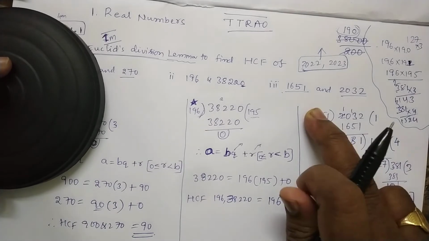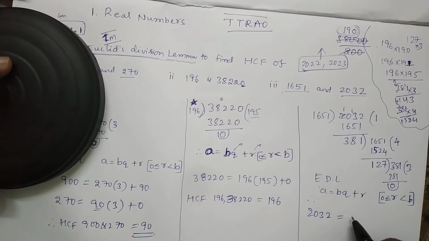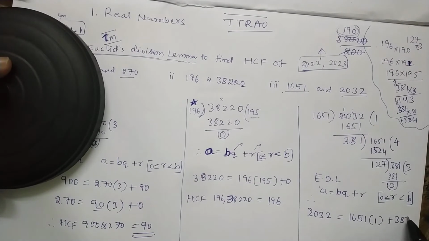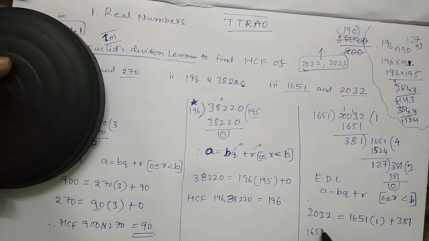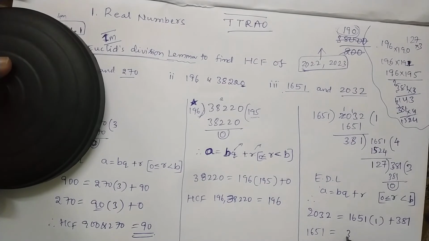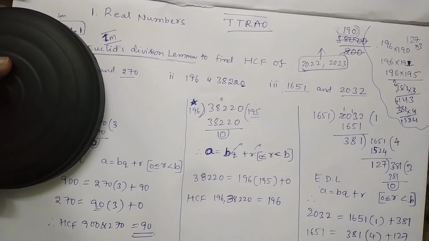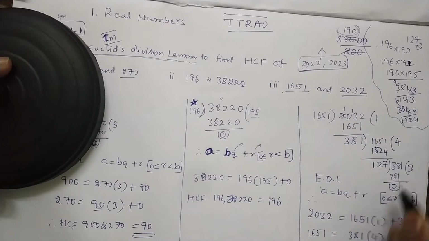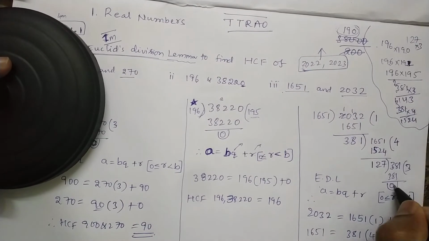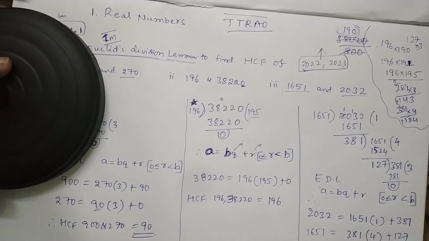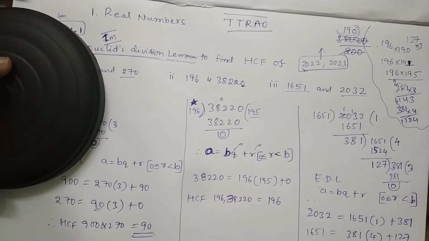2032. Try to do left into right plus down, that is the divisor into quotient plus the remainder 381. Similarly, 1651 you can write as the left number, that is the divisor, into quotient plus remainder 127. So again you have to proceed. 381 equals divisor into quotient plus remainder, 127 times 3 plus remainder 0. Since the remainder is 0 because of the divisor 127, therefore the HCF of the given numbers is equal to 127. This is how we'll do.